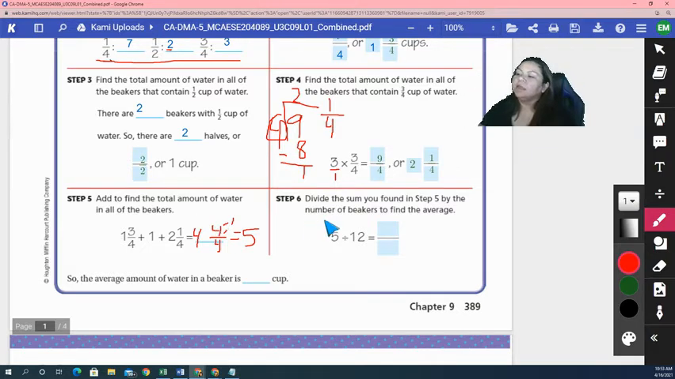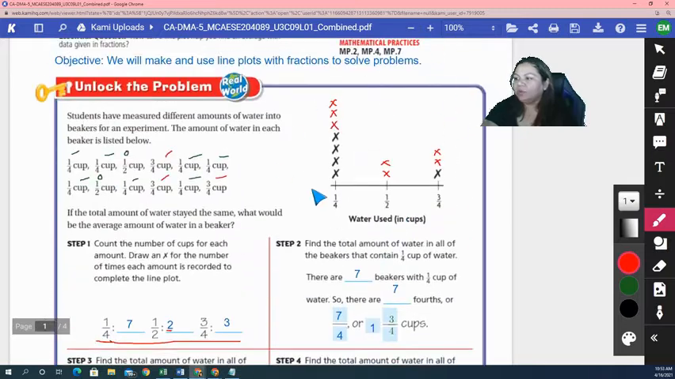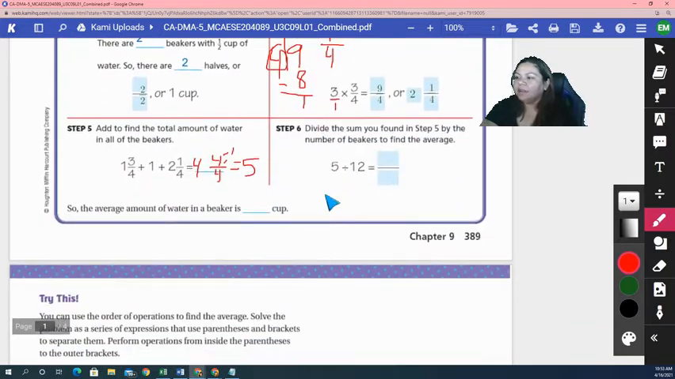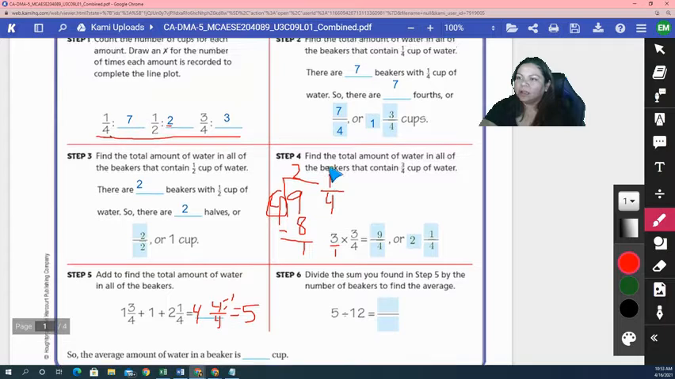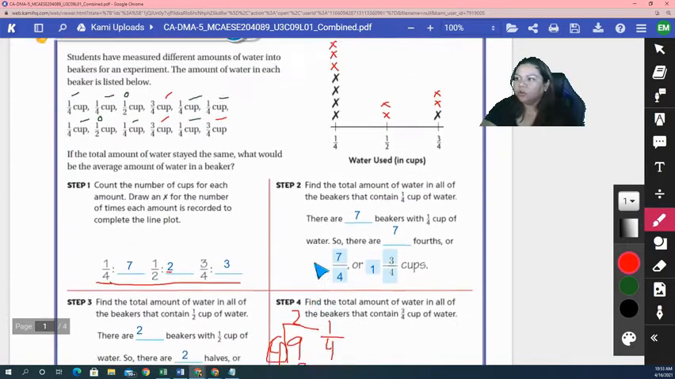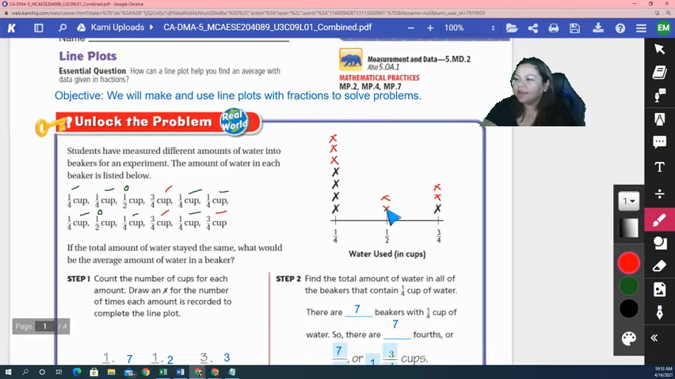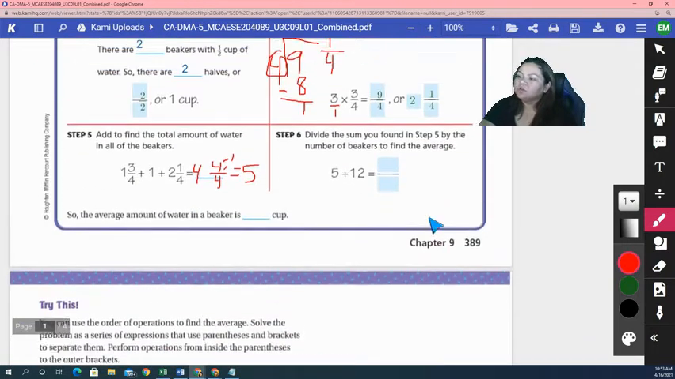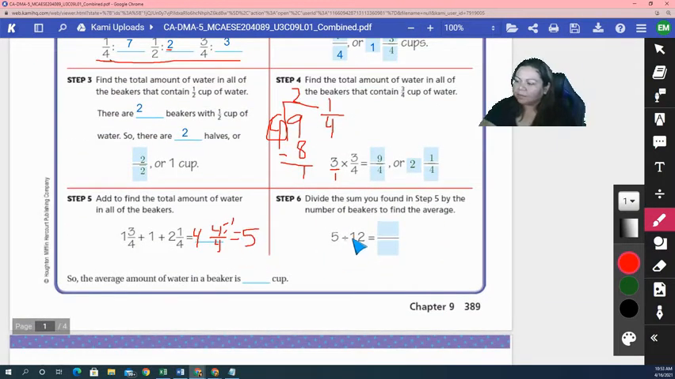That is 5. And finally, to find the average, we basically add everything. So we already added everything. And then we divide it by however many units we have. So we have 1, 2, 3, 4, 5, 6, 7, 8, 9, 10, 11, 12. We have 12 measurements here in total. Or you can count the X's. We have 7, 8, 9, 10, 11, 12 X's. So now we divide our total amount of water by the 12 cups that we had in all. And that will give us the average.